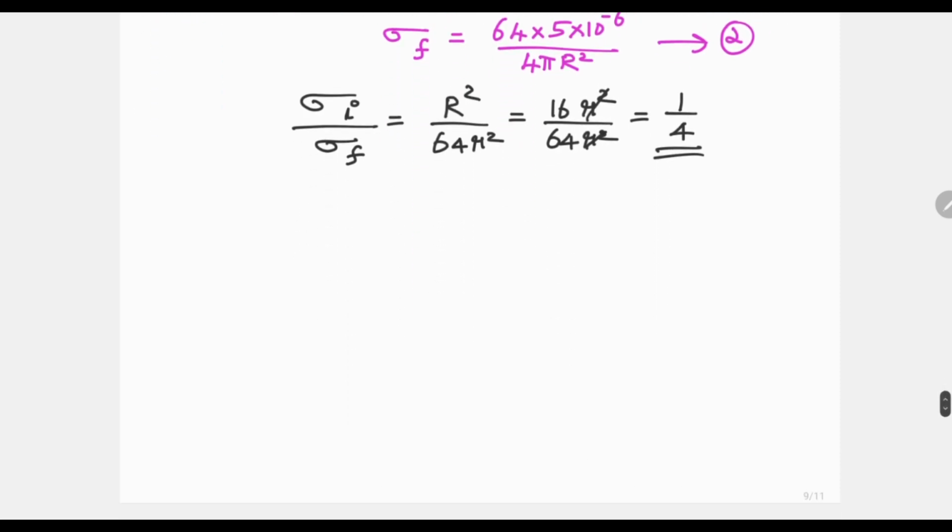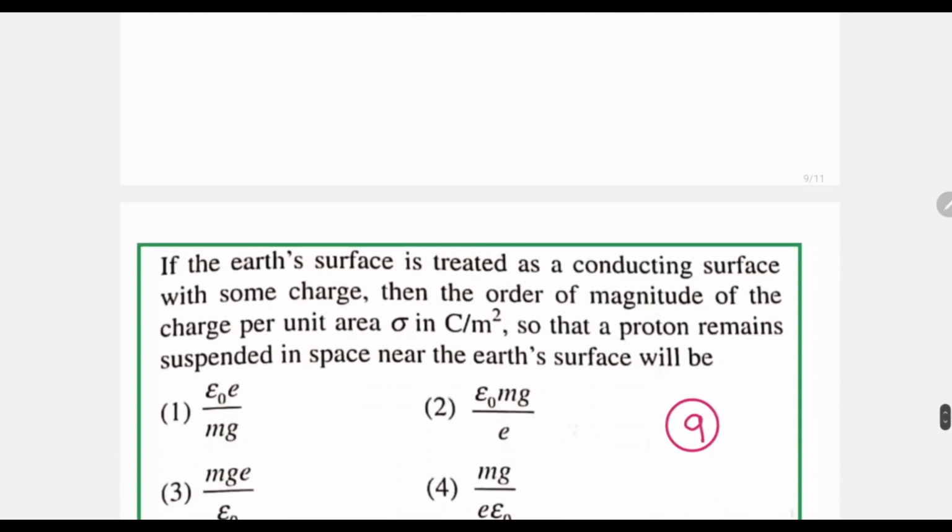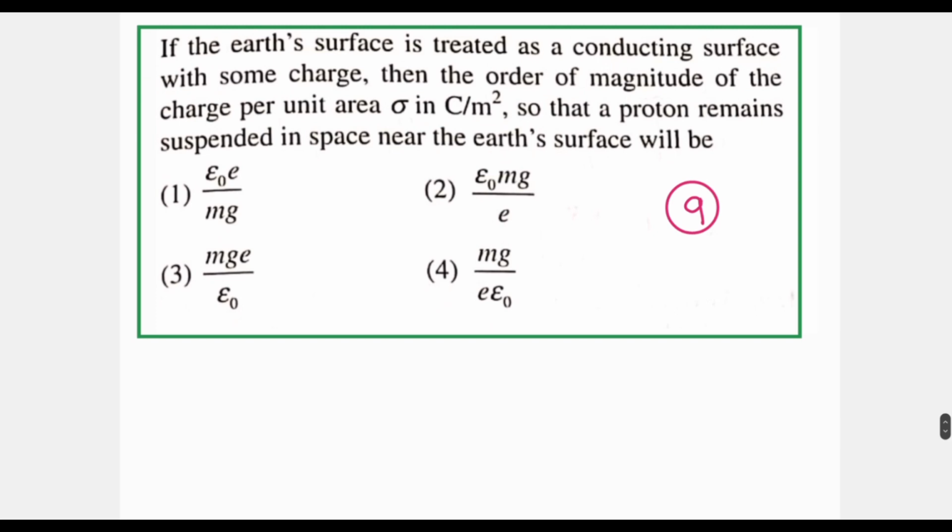Okay, now it's time for the 9th question. If the Earth's surface is treated as a conducting surface with some charge, then the order of magnitude of the charge per unit area sigma in coulomb per meter square, so that a proton remains suspended in space near the Earth's surface, will be. So here they are asking for an expression for sigma, the charge density on Earth's surface.